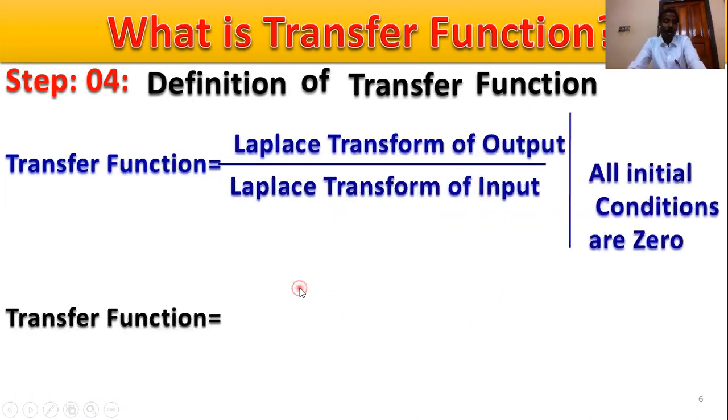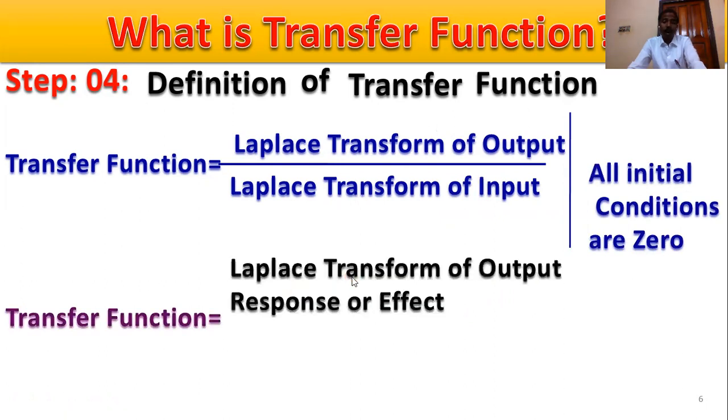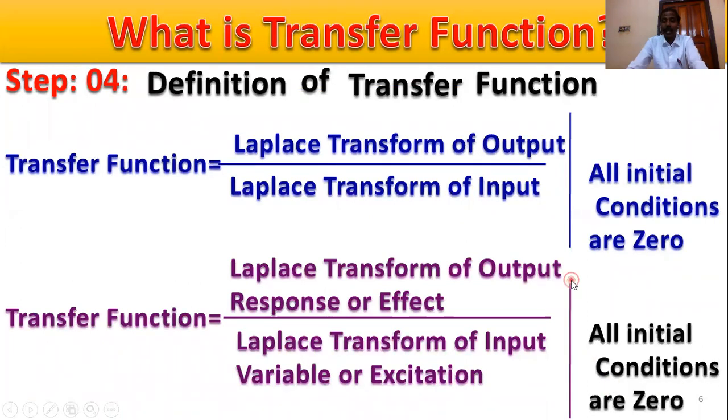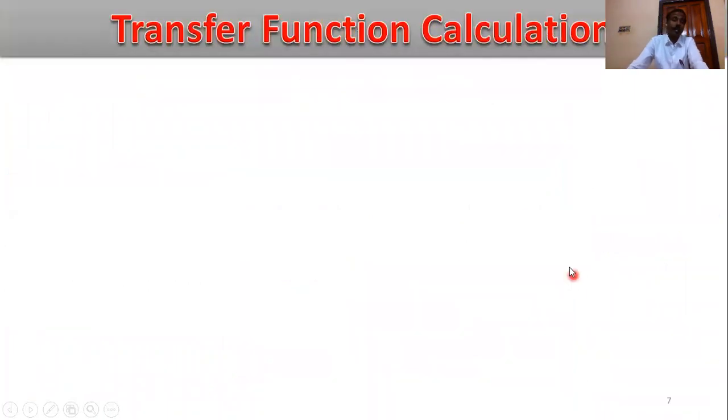And another form: Laplace transform of output response or effect, over Laplace transform of input variable or excitation. This is also called cause. And all the initial conditions are zeros. This is the transfer function definition.